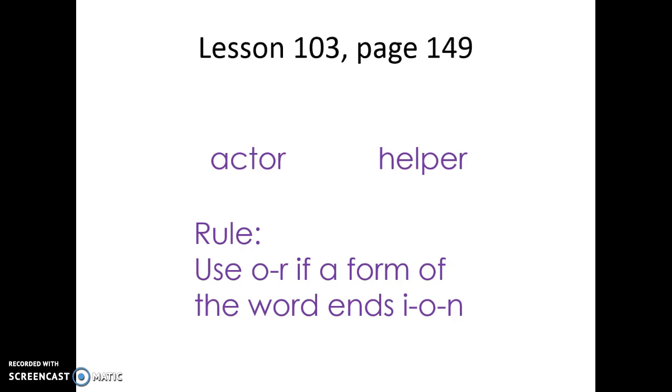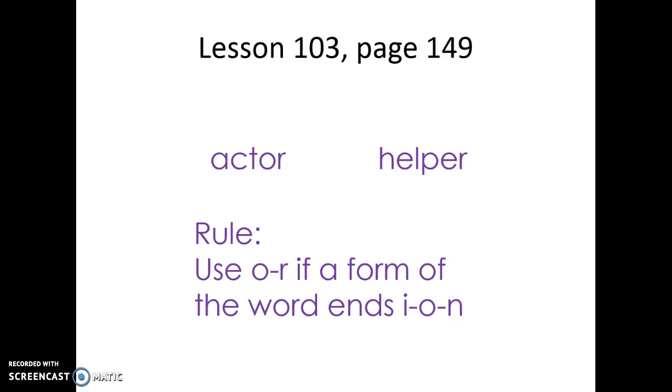Word 2 is design, and so on. So in the second column, write the I-O-N form. Is there an I-O-N form of design? Sorry, design? No. So just leave that blank. And in the third column, would designer be ER or OR? Write it correctly.